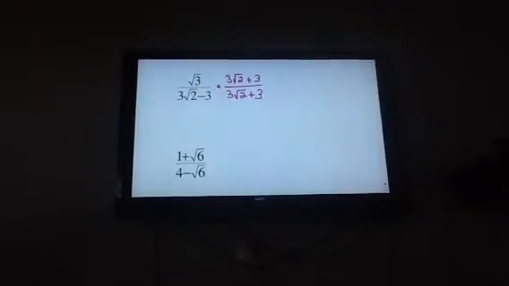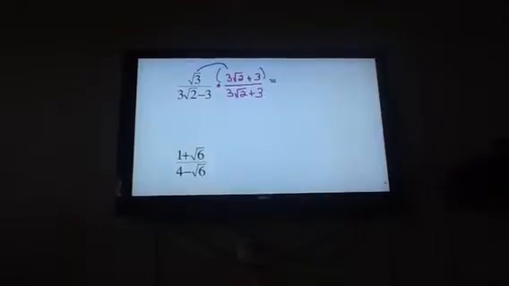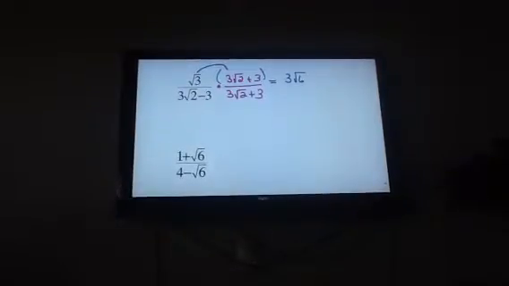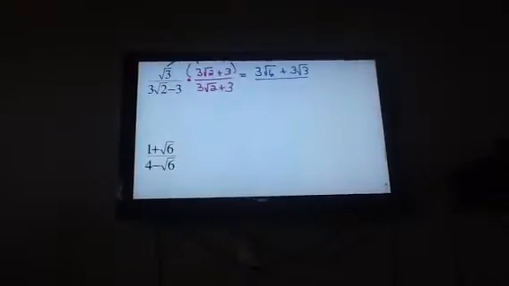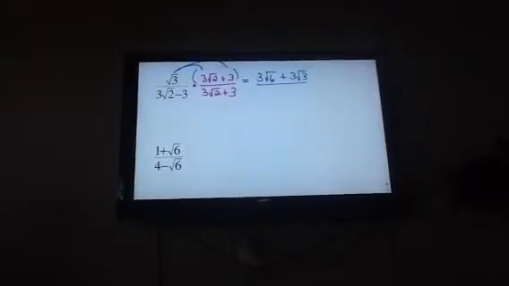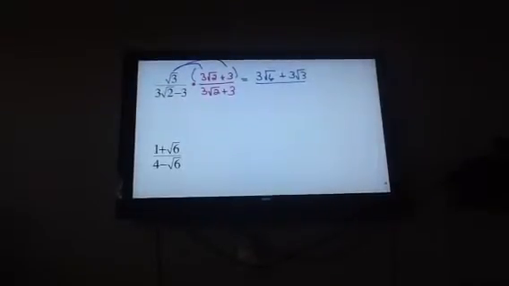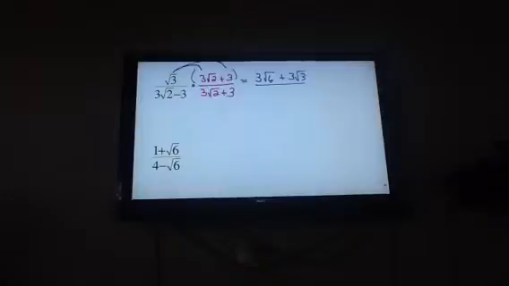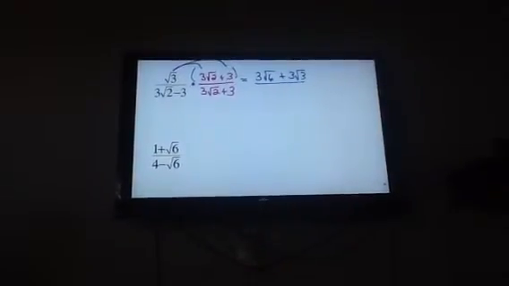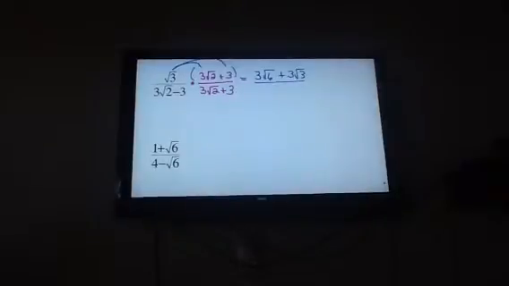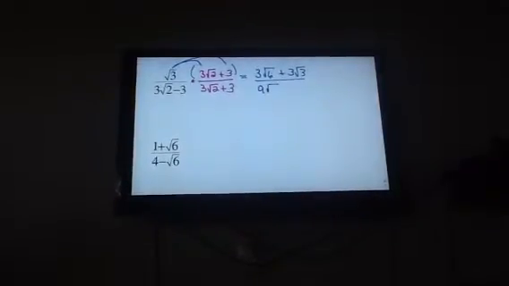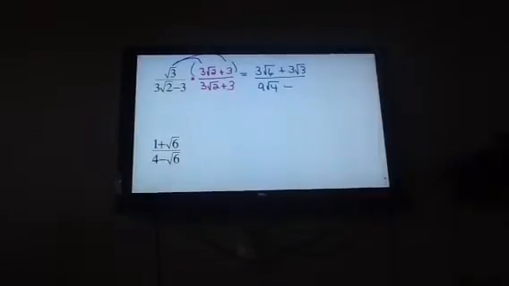Okay? So in my numerator now, I'm going to distribute because I have square root 3 times this. So square root 3 times 3 square root 2 is 3 square root 6. Square root 3 times 3 is 3 square root 3. Now, I don't FOIL when I multiply something by its conjugate because I already know that outers and inners are going to cancel, so I don't waste the time. So I just do first times first and last times last. So first times first is 9 square root 4, and last times last, 3 times 3 is 9.